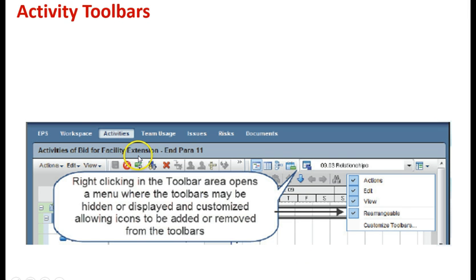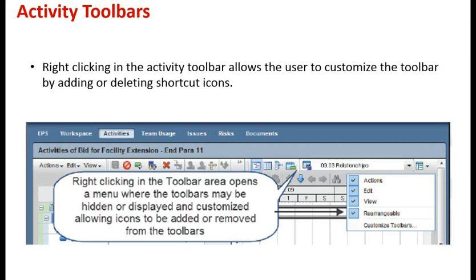Activity toolbars. These are the toolbars which are available as shown here. But you can right click and hide some of the toolbars that you don't need. Some of the icons, you can reorganize by adding more icons which you use frequently and removing those which you don't use on a frequent basis. So the user is able to customize the toolbar by adding or deleting shortcut icons.